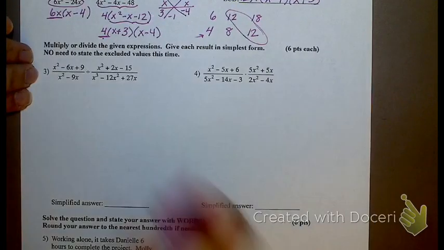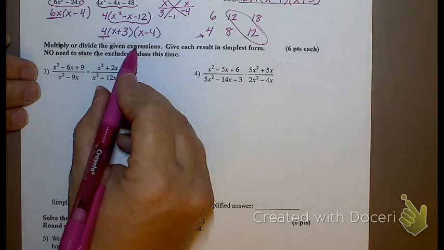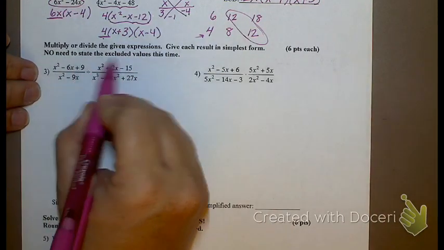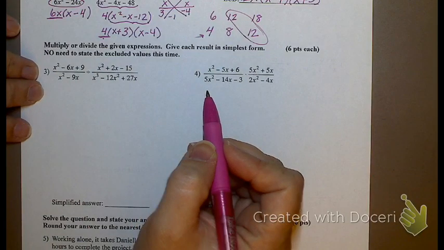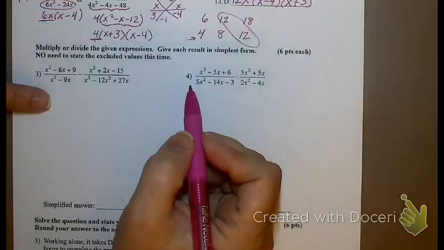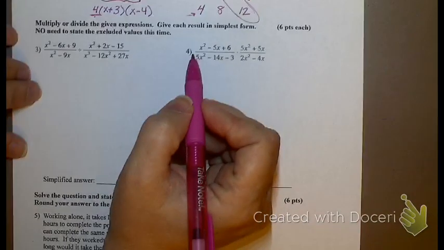These are heftier points, though. All right, multiply or divide, give each result in simplest form. No need to state the excluded values this time. We already tested you on the excluded values up here. We're not looking for that information here. We're just looking to see, can you multiply or divide?